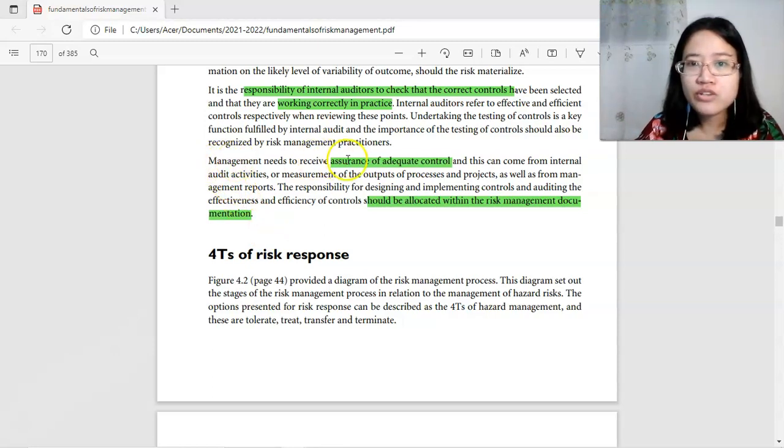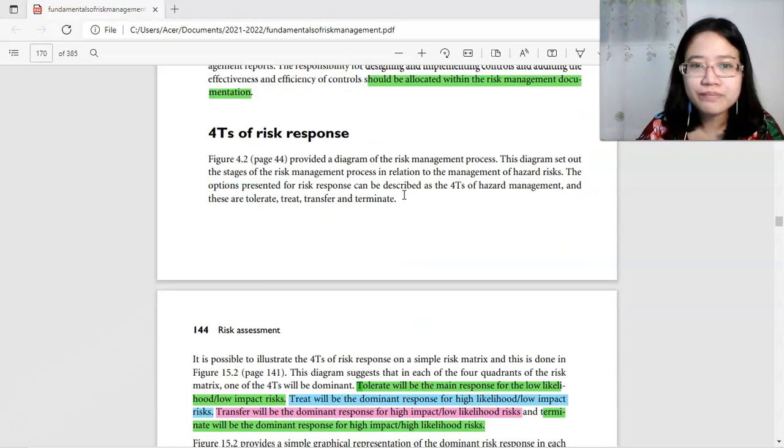Management needs to receive assurance of adequate control. Tapos, yung responsibility should be allocated within the risk management documentation. Okay, so diba dun sa risk management documentation natin, naka-indicate doon kung sino dapat yung responsible for that, ensuring that there are controls, they are being implemented, and that they are working properly. Okay?